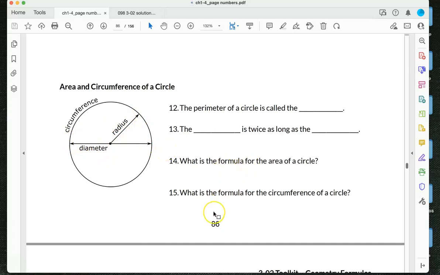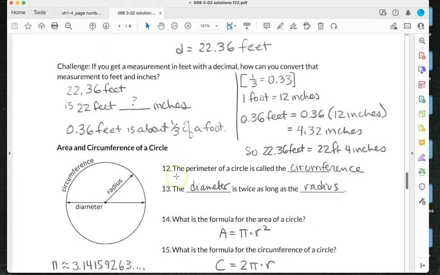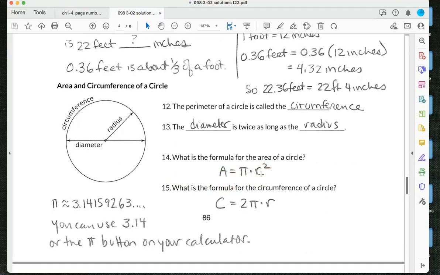And then, do you remember either of these formulas? They involve pi. Pi times radius squared is the formula for the area of the circle, and 2 times pi times the radius is the circumference of the circle. Now, just as a reminder, pi is about 3.14159263, that's all I've got, but it goes forever, so you can use the pi button on your calculator. Or you can just use 3.14, and that will usually be close enough.